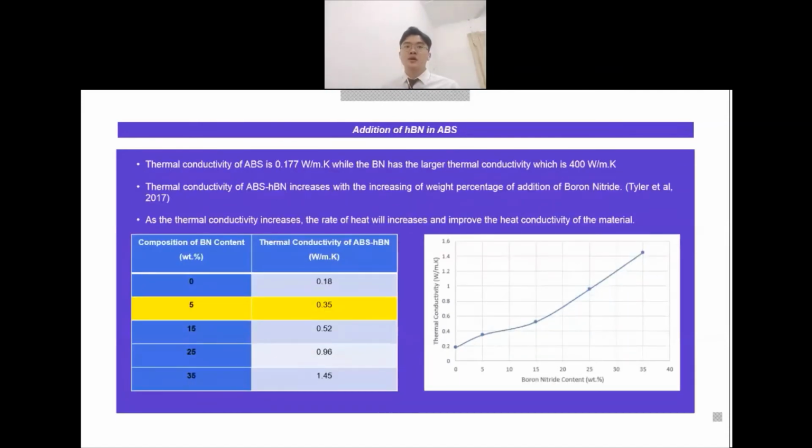Next is the addition of hBN in ABS. Based on the research findings, the addition of hBN in ABS increases the thermal conductivity of the composite material. The graph below plots the thermal conductivity of ABS-hBN, which increases with the increasing weight percentage of boron nitride. So for the simulations in this model, the thermal conductivity of ABS-hBN obtained from the 5% weight percentage of hBN is used as the input data value for the simulations. As the thermal conductivity increases, the rate of heat transfer will increase and improve the heat conductivity of the material.